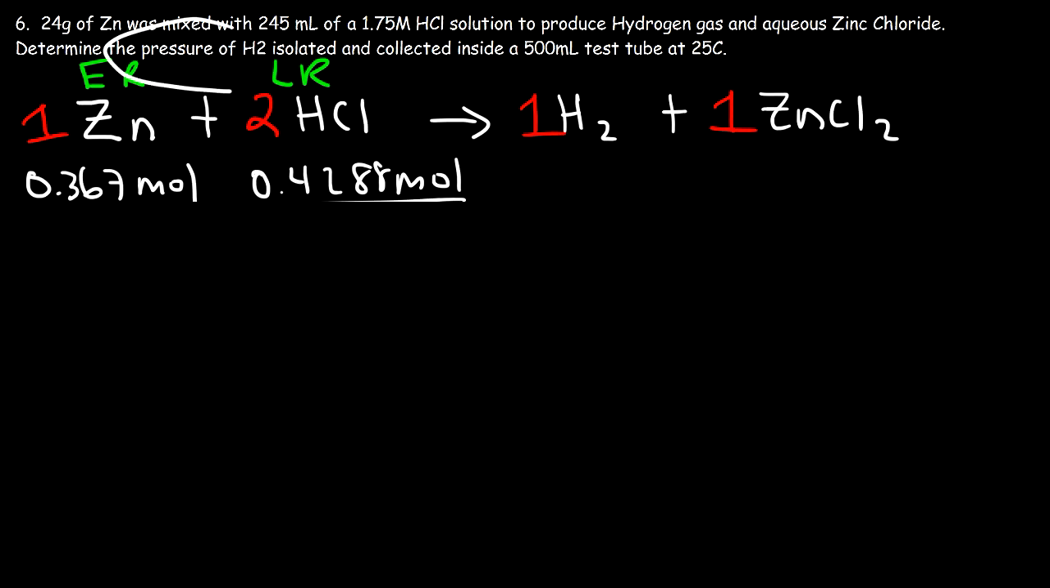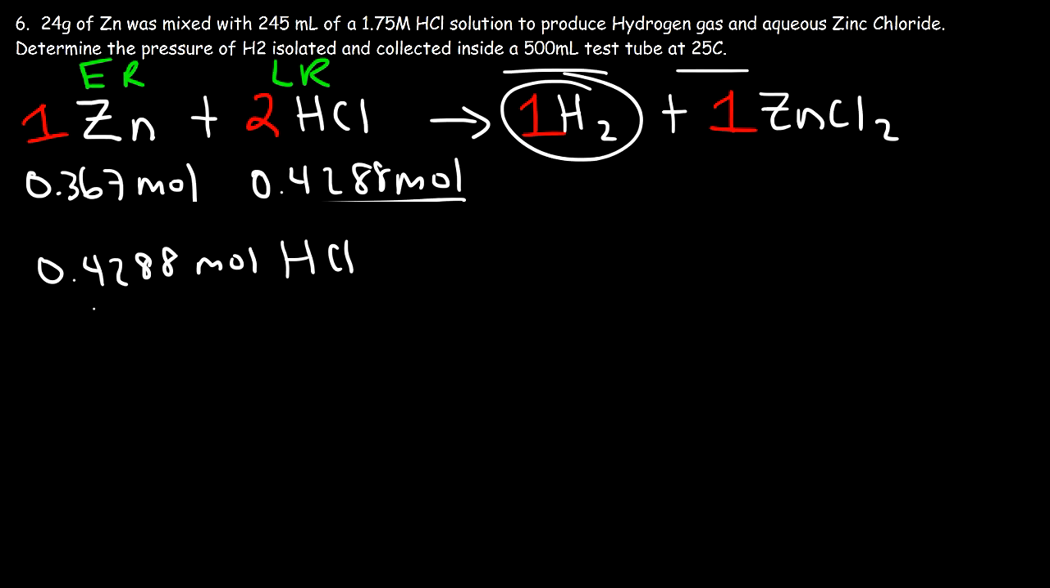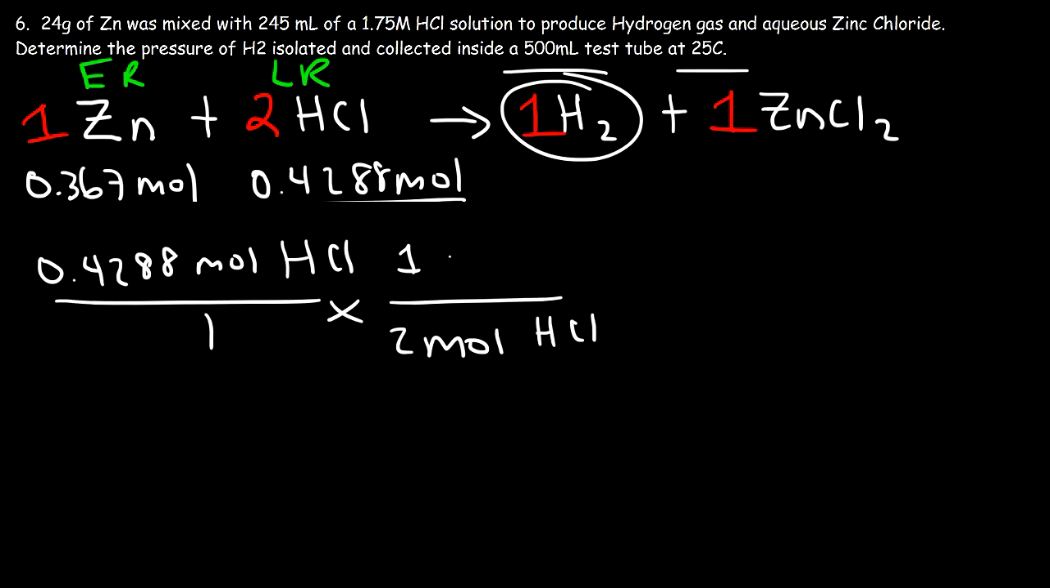Our goal is to determine the pressure of H2. And we have the volume and the temperature. All we need is the moles of H2, which we can use this to convert it. So let's start with 0.4288 moles of HCl. The molar ratio is 2 to 1. 2 moles of HCl is equivalent to 1 mole of H2 based on this reaction. And so we just got to divide 0.4288 by 2, which is 0.2144.